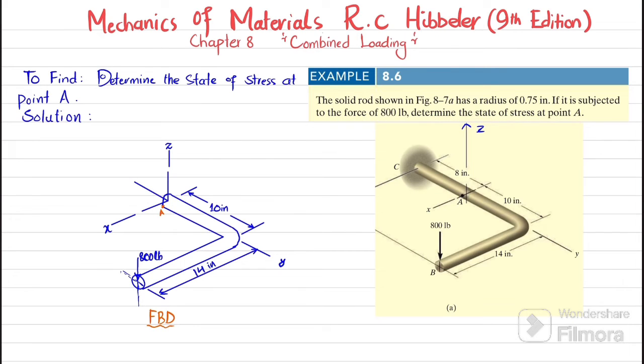So you can see this is a solid circular rod that is acted upon by a vertical force of 800 pound in the direction of z. Clear? So due to this load of 800 pound, you have to determine the state of stress at point A, that is, what stresses are acting at point A. So let's start with the solution.